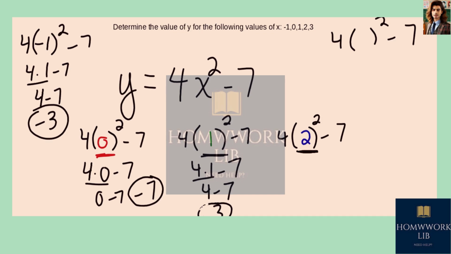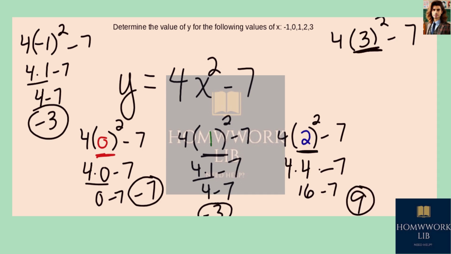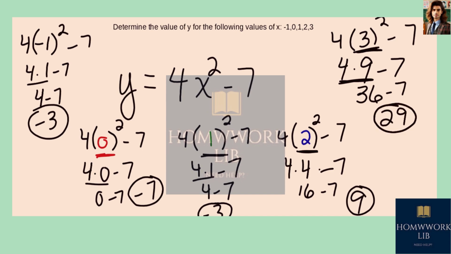Next, we'll plug in a 2. We'll evaluate the exponent. 2 times 2 is 4, which leaves us with 4 times 4 minus 7, or 16 minus 7, which is 9. And last, we will plug in the 3. Exponents first, which gives us 3 times 3 is 9. Then we go to our multiplication. 4 times 9 is 36. And 36 decreased by 7 is 29.